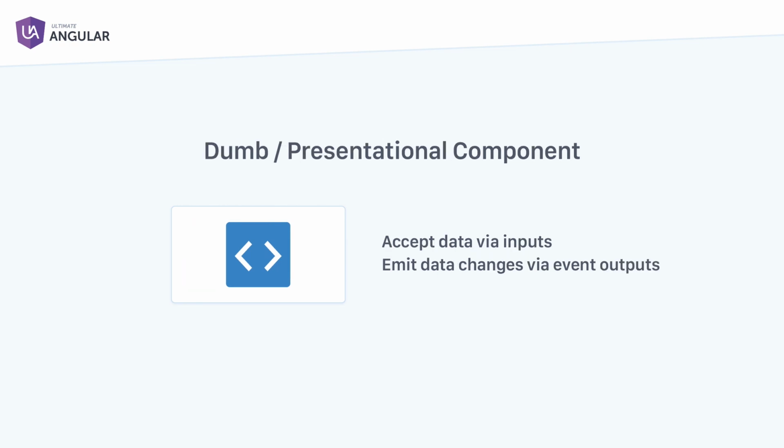Similarly, with a dumb or a presentational component, these accept data via an input, and they emit data changes via an event output. So we're about to learn how to do this, because this ties heavily in with the best practices with component architecture in Angular.